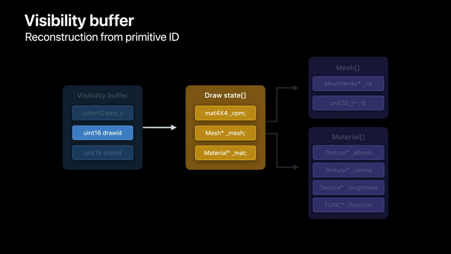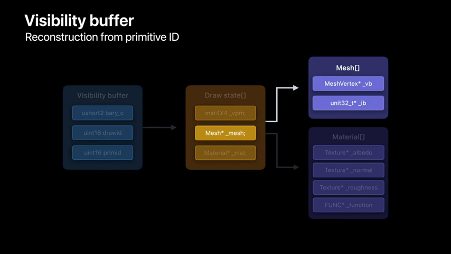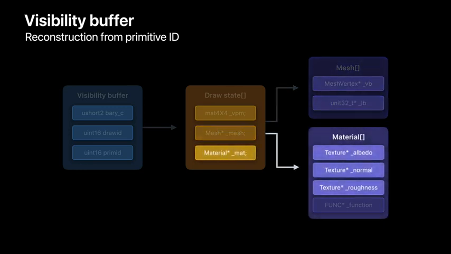From the draw ID, the draw state can be retrieved, allowing access to per-draw properties such as view projection matrix. From there, we can retrieve the vertex and the index buffer from the mesh state. These indices are needed to fetch the vertex data. And we can also use the same path to retrieve material-specific data that we need. Now, if our material model becomes more complicated, we can add a material function pointer to execute specific material logic.